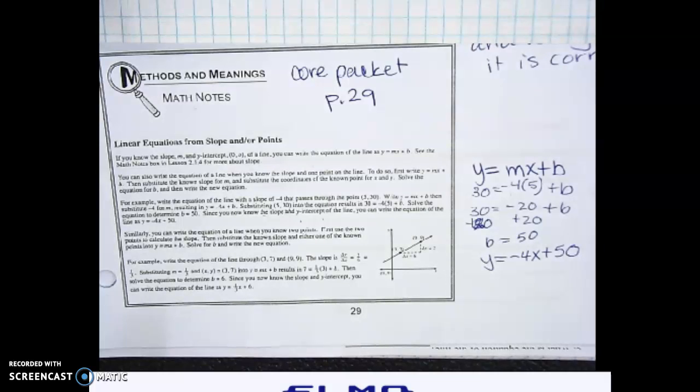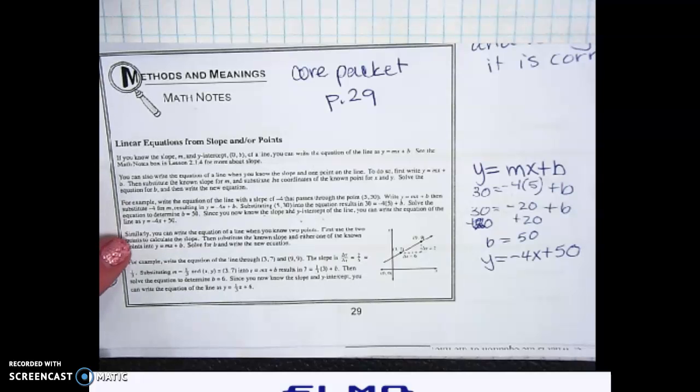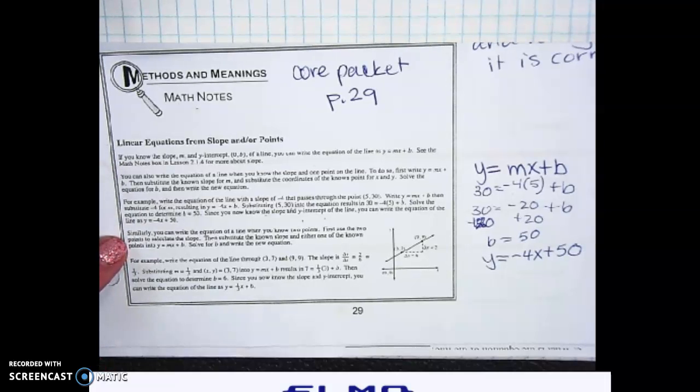Next paragraph that starts with similarly. Similarly, you can write the equation of a line with two points. First, use the two points to calculate the slope. Then, substitute the known slope and either one of the known points into y equals mx plus b. Solve for b, then write the equation. Awesome. Good job. Thank you.